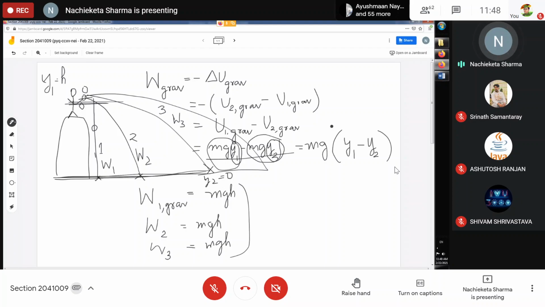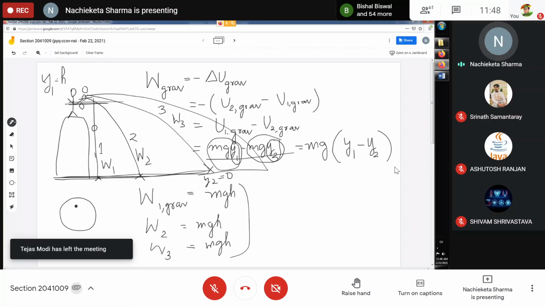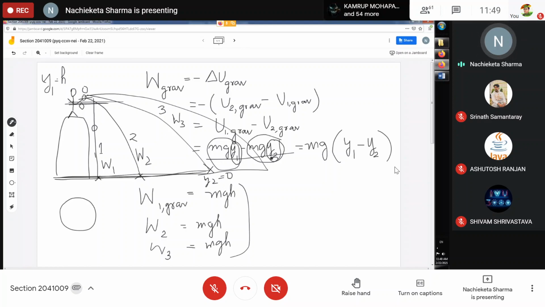Cyclic path means the endpoints are the same. Because if an object starts from here and comes back to this position again, then the total work done, or the work done by the conservative force, will be 0. Why will it be 0? Because the endpoints are the same. y1 will be the same as y1, so mgy1 minus mgy1 will be 0. So for a cyclic path, the work done will be 0. And that is the example of a conservative force, not a frictional force, that you must understand.